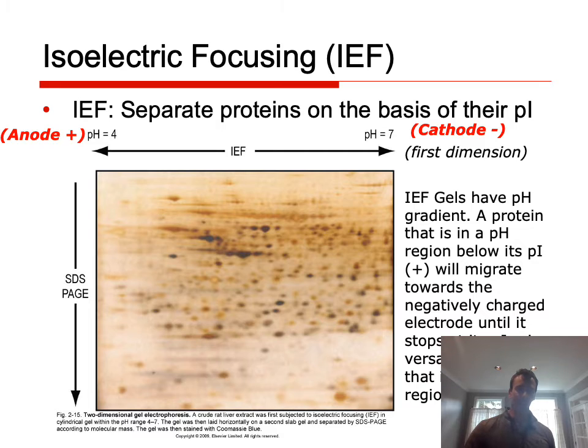So you can separate things based on this pI in this direction, and then if you want to run a 2D gel, you can actually flip this gel and then run SDS-PAGE, so then you get separation both by pI and then by size. So something, for example, down here has a pI of around 7 and is very small, whereas something up here has a pI of, say, around 5-ish and is much, much larger.